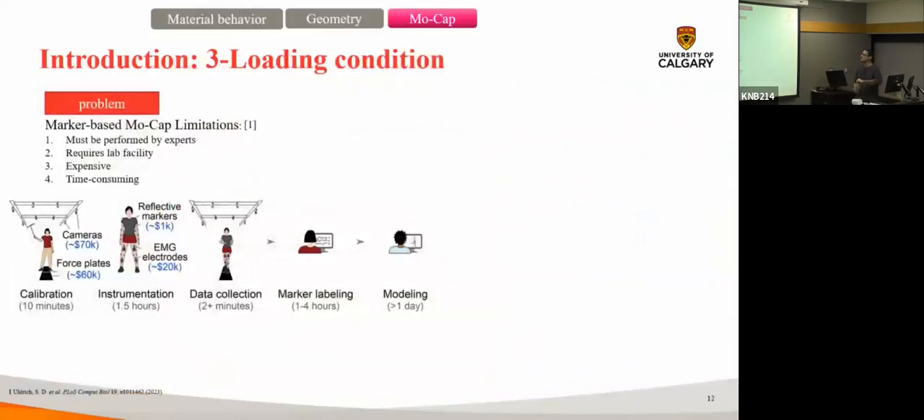But there is a problem with marker-based motion capture. As you see, you need an expert to perform this experiment. And it requires lab facilities. So it's limited to a lab, and the range of motion is limited. And it's expensive. You need cameras, you need force plates, you need reflective markers. And above all, it's very time consuming. For a single activity, it takes around 3 hours to capture that motion.